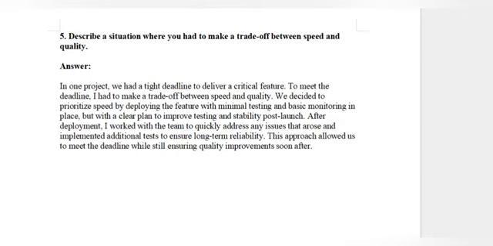After deployment, I worked with the team to quickly address any issues that arose and implemented additional tests to ensure long-term reliability. This approach allowed us to meet the deadline while still ensuring quality improvements soon after.